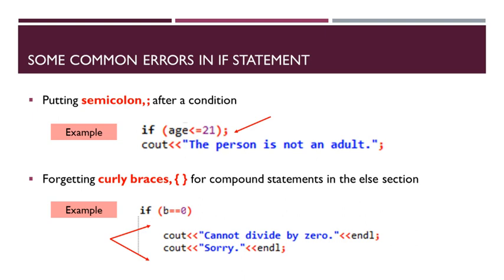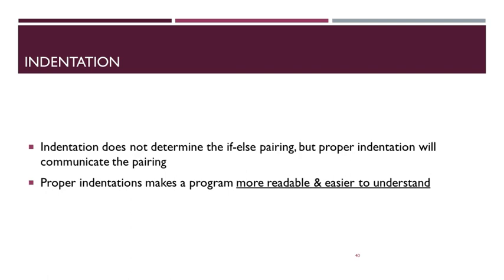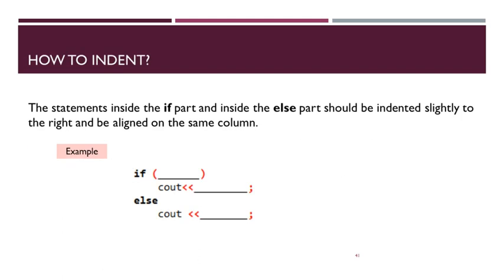Next, we move on to indentation. Indentation here does not determine the if-else pairing, but proper indentation will communicate the pairing. So what is the function of indentation itself? It will make the code more readable and easier to understand. This shows the indentation of an if-else statement. The statements inside the if part and inside the else part should be indented slightly to the right and aligned on the same column, as you can see in the example.